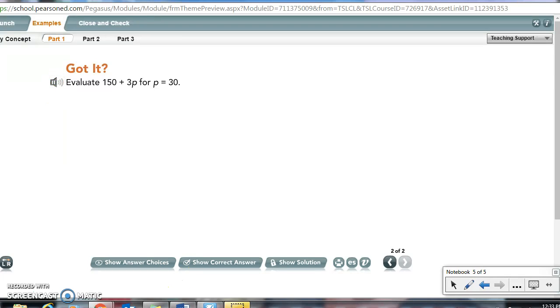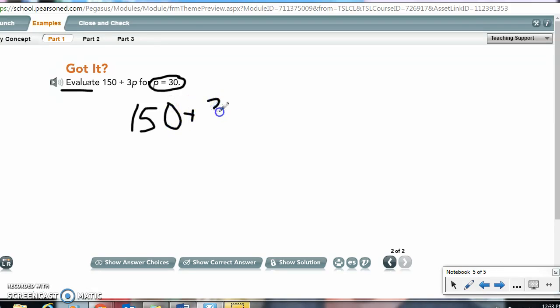Evaluate 150 plus 3p for p equals 30. So evaluate means to solve. They want us to plug 30 in for p. Let's go ahead and do this. I'll get you started. I would love for you to try it on your own. I'm going to have 150 plus 3p, where p is 30. So I'm going to go ahead and put my 30 in parentheses. I'm going to close my parentheses.